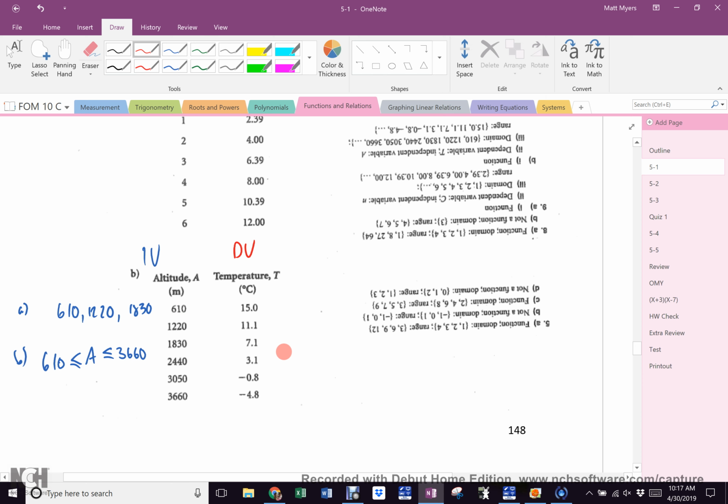What's the range? 15. No. Start with the smallest one. Negative 4.8. Negative 4.8, less than or equal to? 15.8. What goes here? T for temperature, less than or equal to 15.